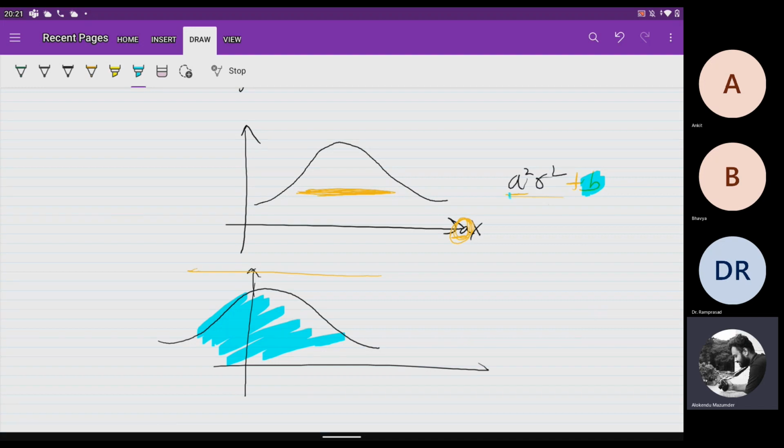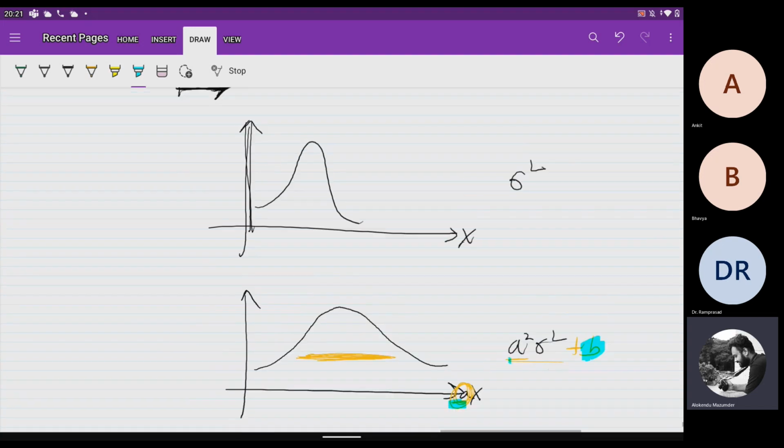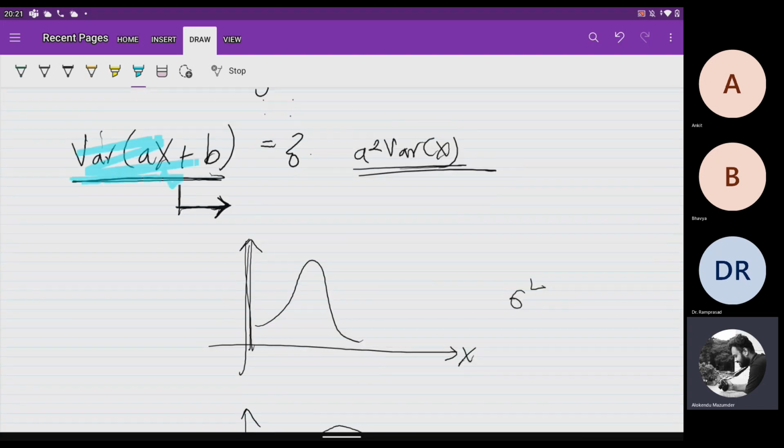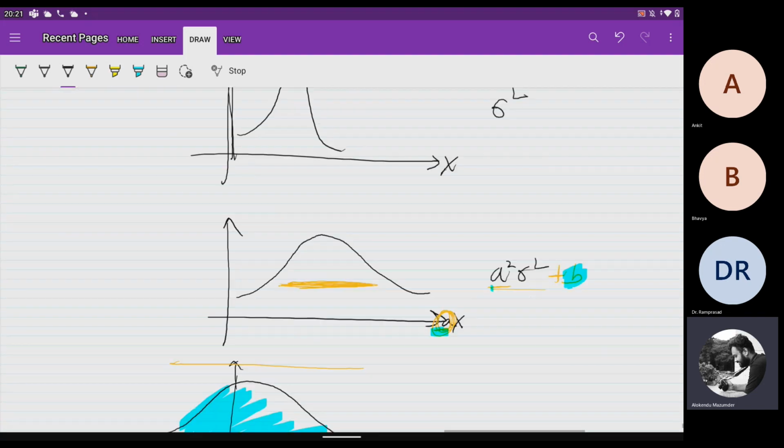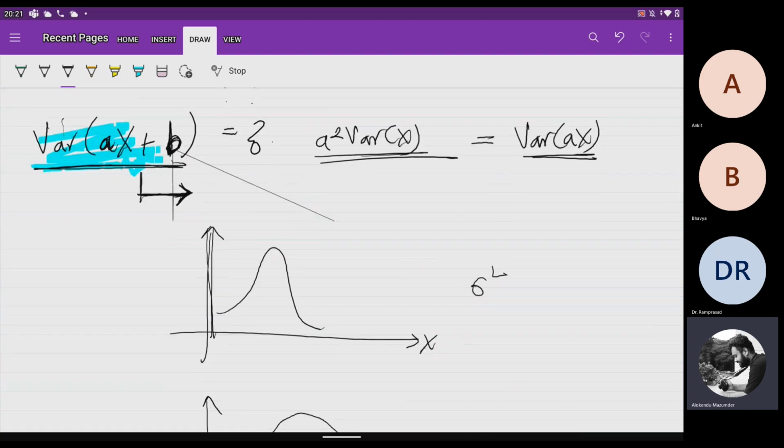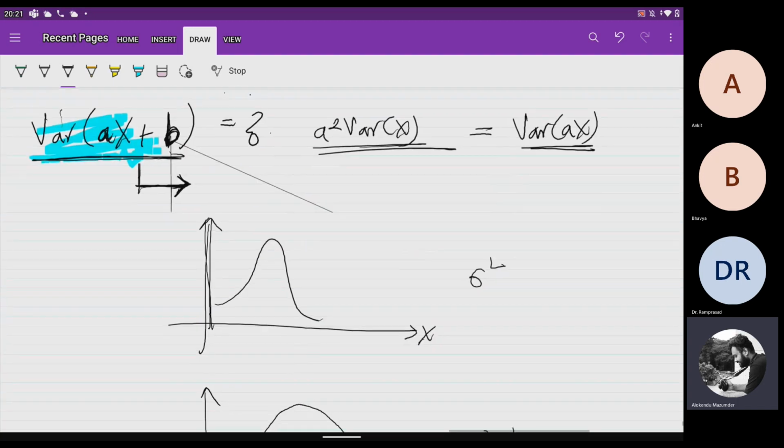But when you multiply something in a random variable, the spread will change, and that's the reason why the variance of ax plus b is similar to the variance of ax. Because when you shift the distribution, the spread won't change, and variance denotes the spread. But if you multiply the distribution with something, the spread will change. So this is the main reason why the variance of ax plus b is equal to the variance of ax.